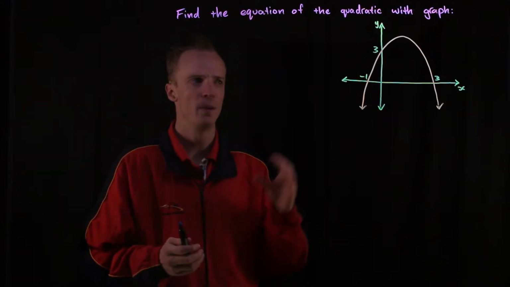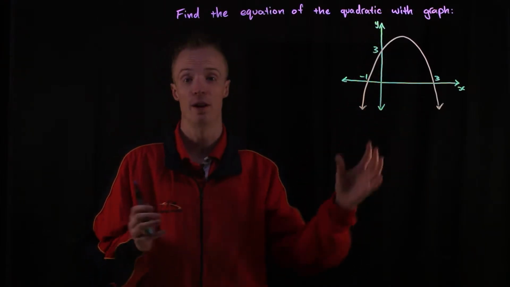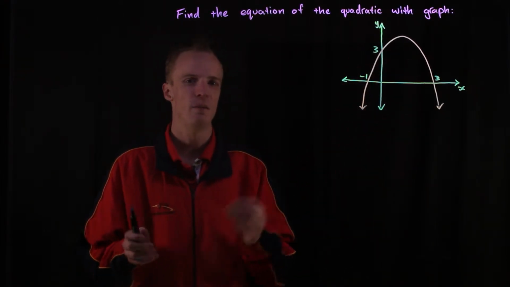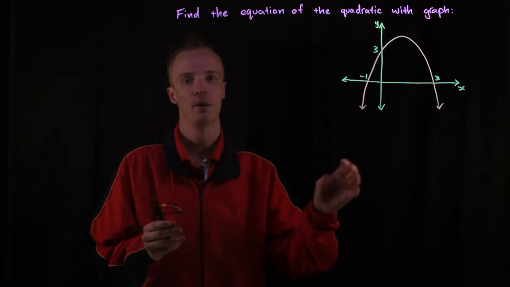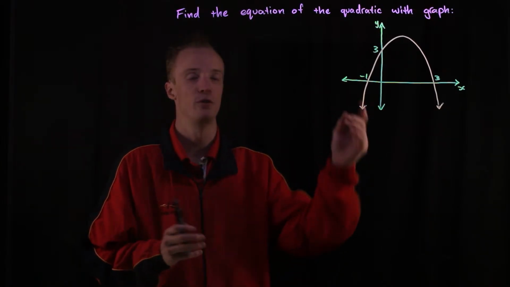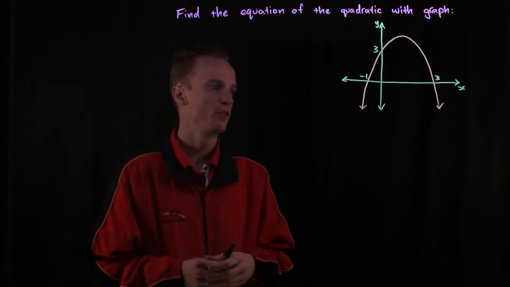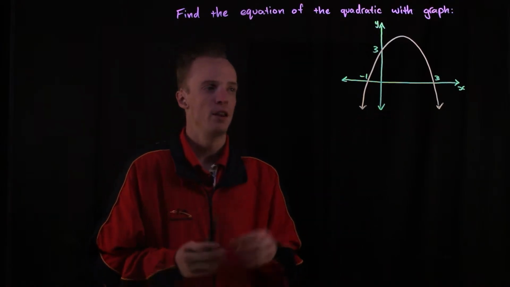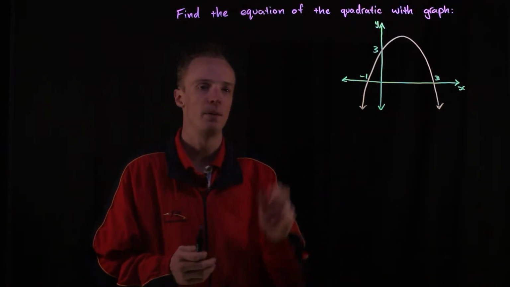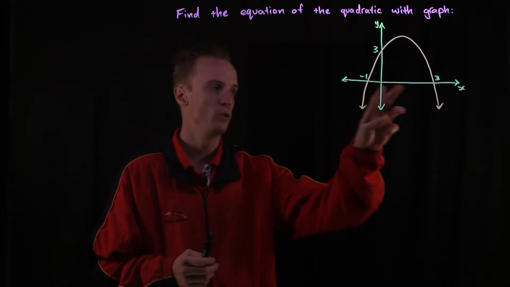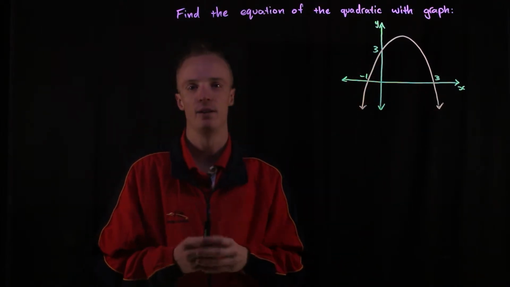Let's take a look at, if we've been given the graph of a quadratic, how we can use key information from that graph to determine what the equation of that quadratic must be. Now, with the quadratic that I've got here on my right, you can see that we've been given three key pieces of information. We've been given the two roots as well as the y-intercept.